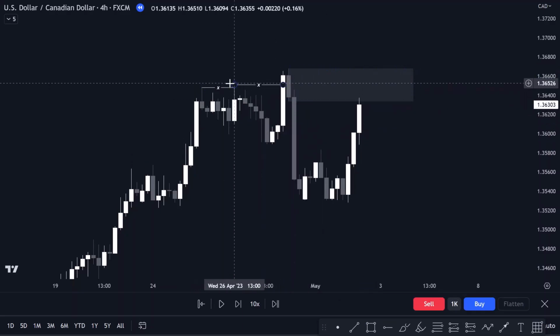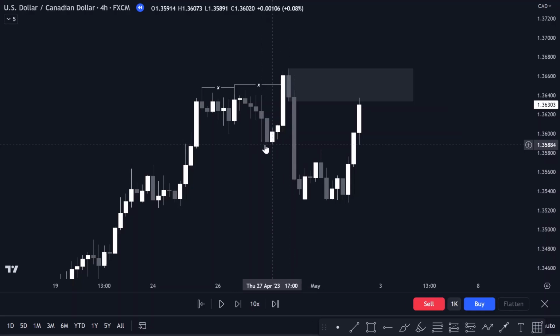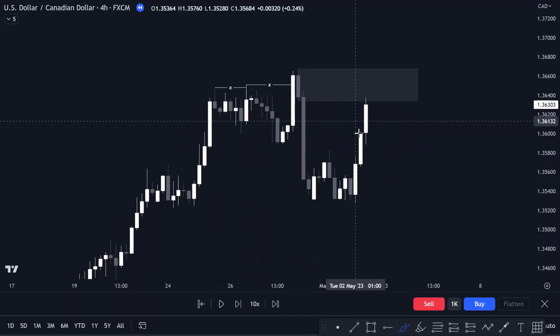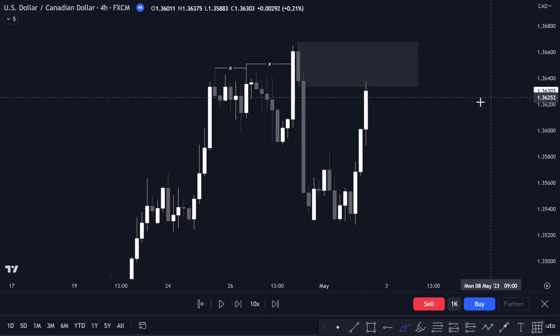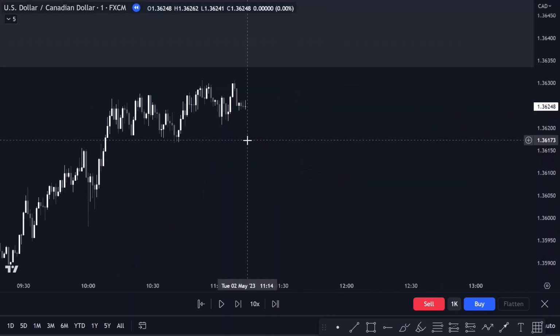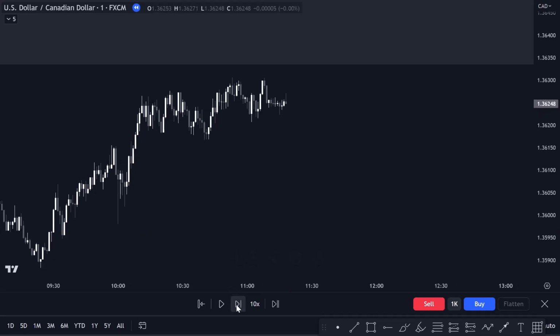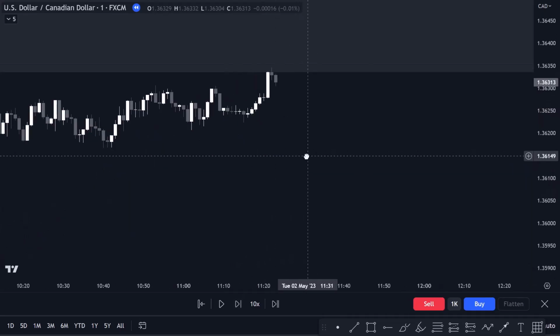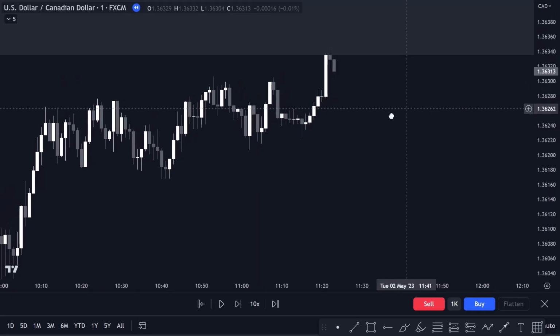We have a sweep and another sweep with a change of character, right? This is going to be my change of character here. Now price is coming into that POI. Now if I switch to the 1 minute, which is my entry time frame, I'll just wait for price to go inside. Now price goes inside this point of interest, right?